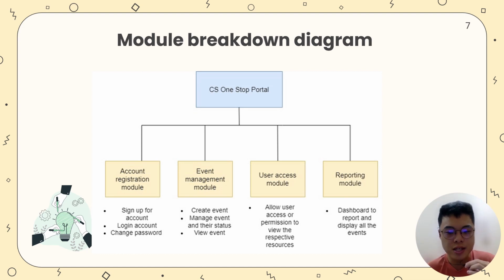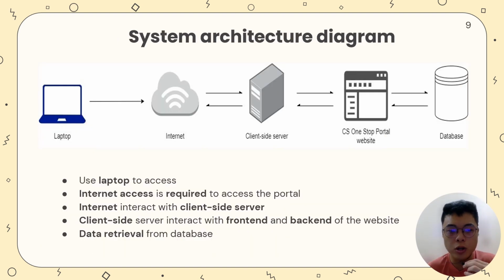Next, the user access module will also be implemented in the system. In this module, only the users with granted permission are allowed to access the documents or resources. And lastly, a reporting module that includes dashboards will be developed in the system as well. The latest announcement will be made available on the dashboard, and the dashboard shall be made user-friendly and easily accessible to all users. So now I will talk about the system architecture of the whole project.